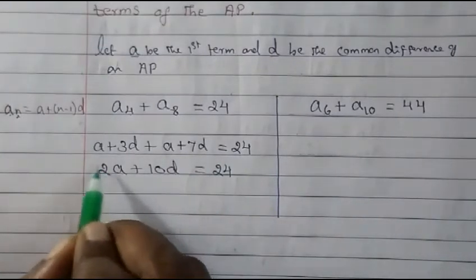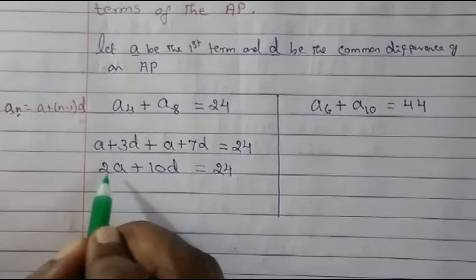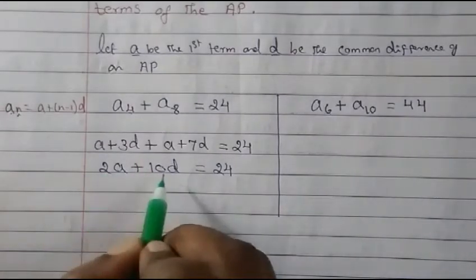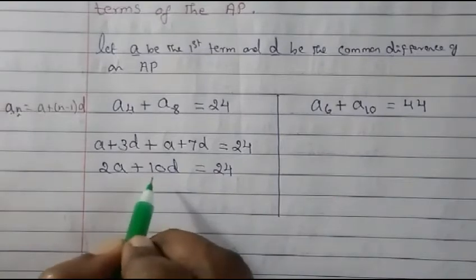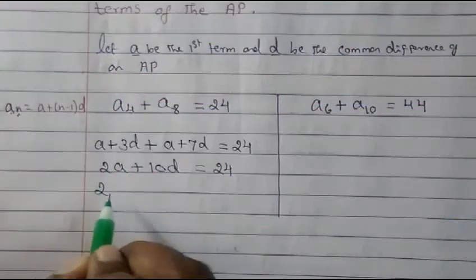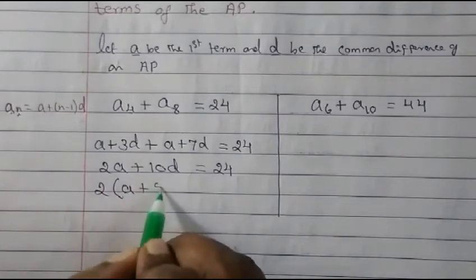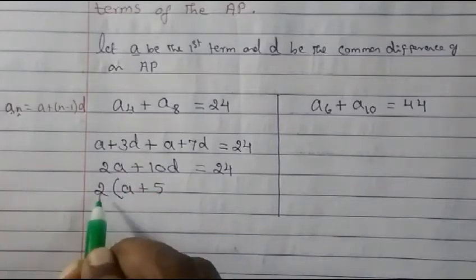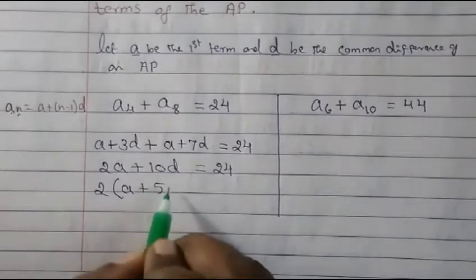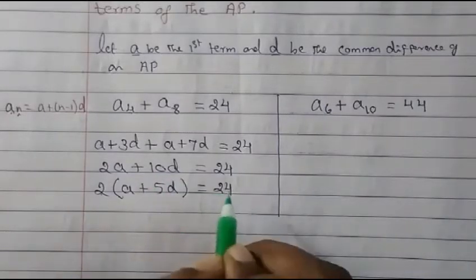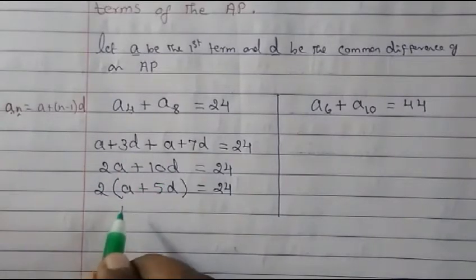Now you can see here 2 is here and 10 we have. Table 2 comes for 2 also and 10 also. So let's take 2 common outside. Then we'll have inside A, and 10 will be 5 times, since 5 twos are 10. So then this D here equals 24. We are just simplifying the equation.